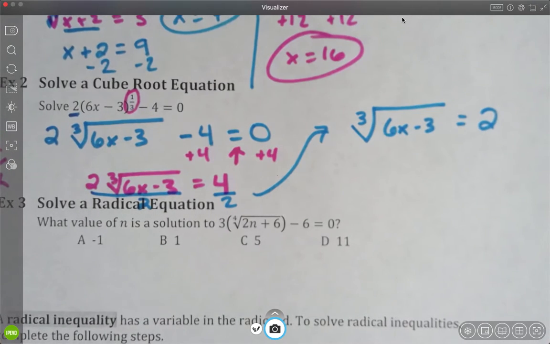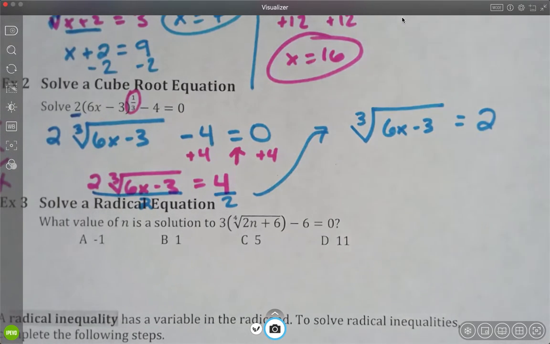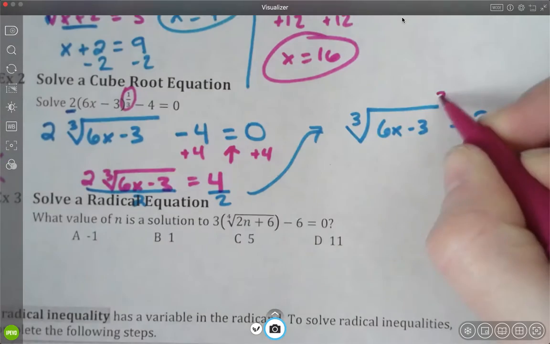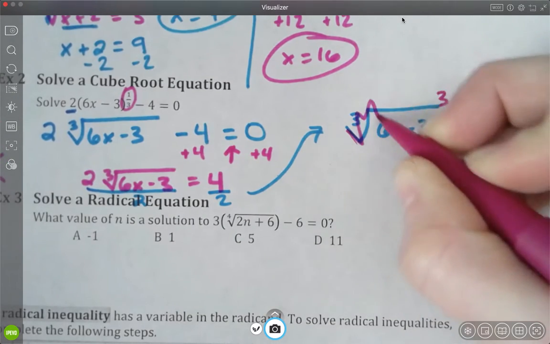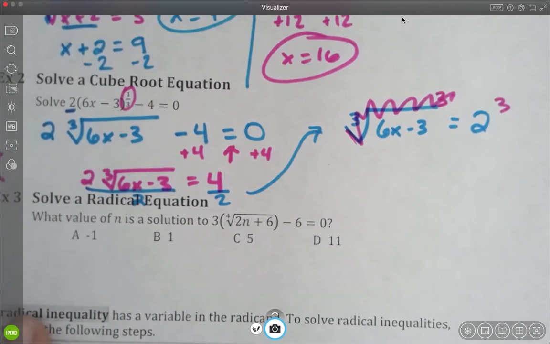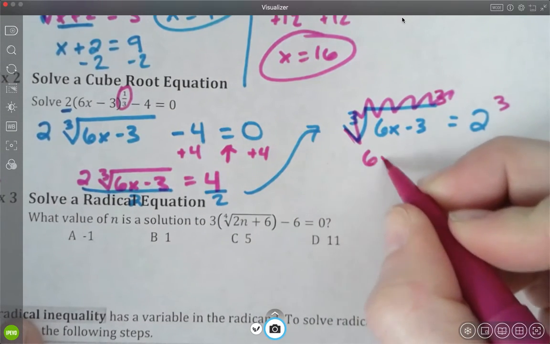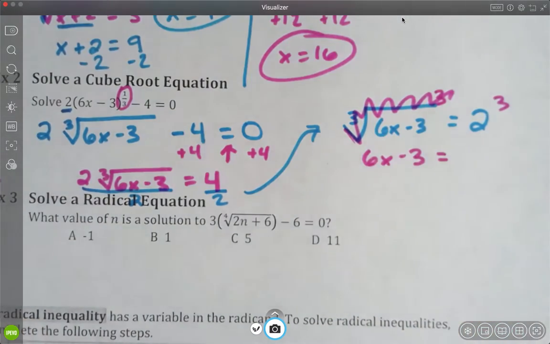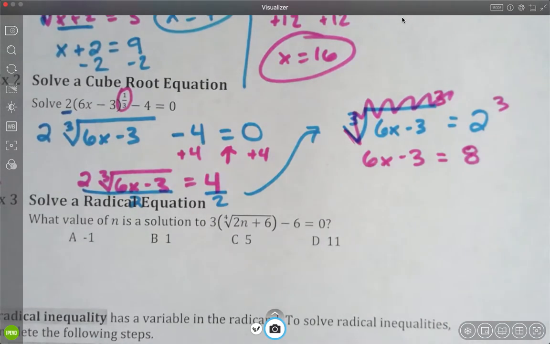Are we doing okay so far? Okay, now, the radical is isolated. My step number 1 is done. Okay, now I need to cube them, okay? If it's a cubic root, you need to cube it. Square root is squared. Cubic root is cubed. So 6x minus 3 is going to fall out of there. What is 2 to the 3rd power? 8. You betcha. Okay? Now, you just solve them like normal.